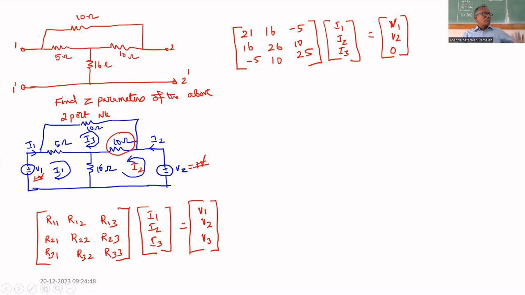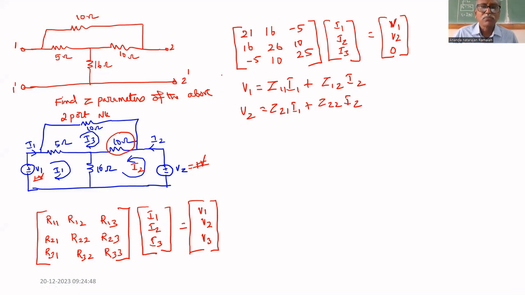So now we got 3 equations, 3 unknowns. Let us assume that V1 and V2 we know. The 3 unknowns are I1, I2, I3. But what are the Z parameters? V1 equals Z11 I1 plus Z12 I2. V2 equals Z21 I1 plus Z22 I2. Here I3 is not there. That's why we have to eliminate I3 by using the first and third equations.